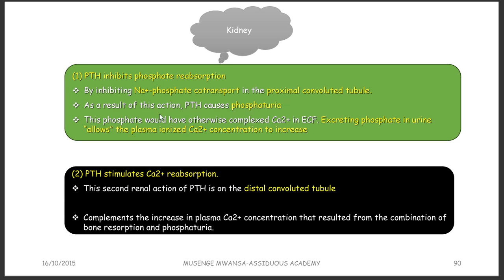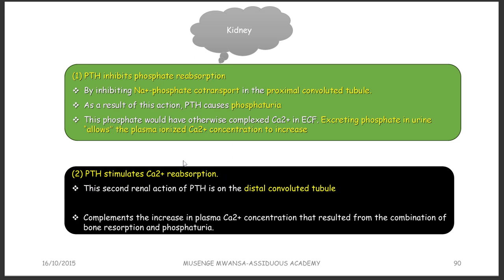And this phosphate would have otherwise complexed calcium, because if this phosphate is in blood, it is going to bind to calcium, and when it binds to calcium, the calcium is not going to be free, and so it would still appear as though you don't have calcium, because the calcium that is there is bound to the phosphate. So excreting phosphate in urine allows the plasma ionized calcium concentration to increase.